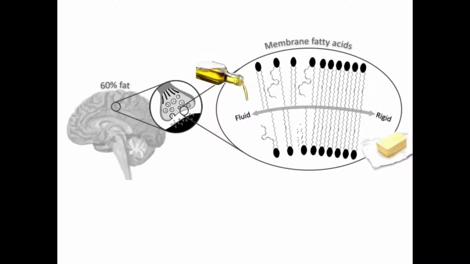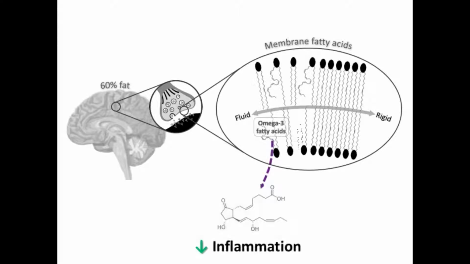like neurotransmitter receptors. And in the brain, the most important fatty acids that are unsaturated and responsible for this membrane fluidity are the omega-3 fatty acids. And the omega-3 fatty acids also have another important characteristic. They are precursors of eicosanoids like prostaglandins that reduce inflammation, which can be relevant for psychiatric disorders, given that they are often associated with increased inflammation.